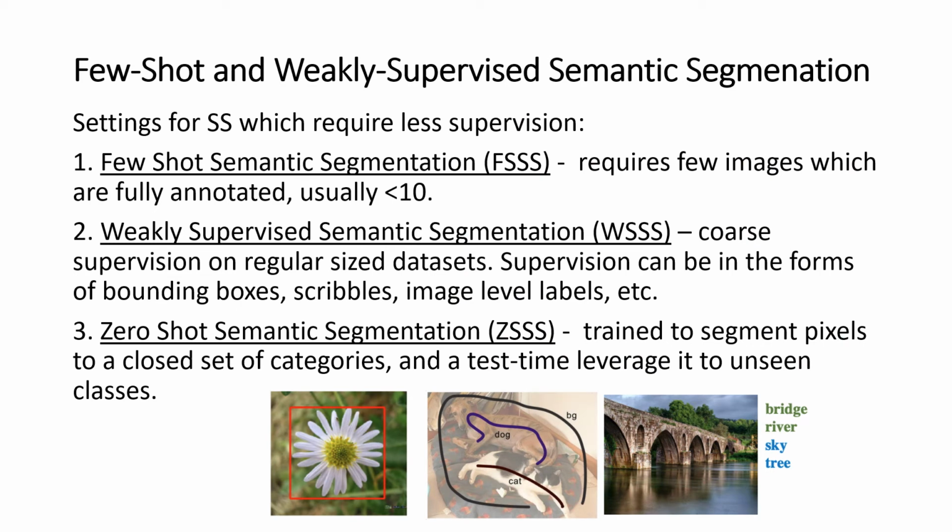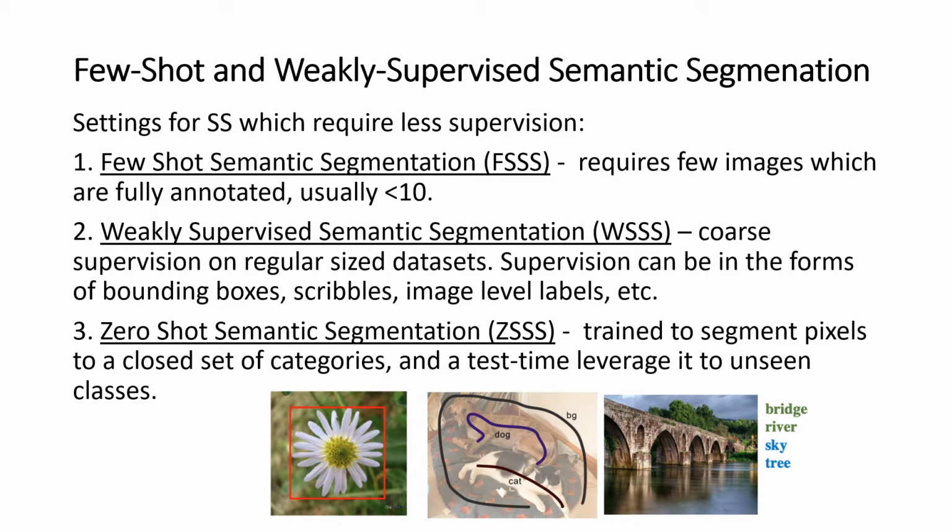To overcome the scarce annotations issue, different paradigms have been proposed over the years. First, few-shot segmentation and weakly-supervised semantic segmentation have been proposed, where the amount of supervision is different. For few-shot semantic segmentation, we have few images which are fully annotated, and usually it's less than 10 images. In the scenario of weakly supervised semantic segmentation, we typically have a larger dataset, but it contains annotations which are not pixel level annotations, but some other sort of annotations.